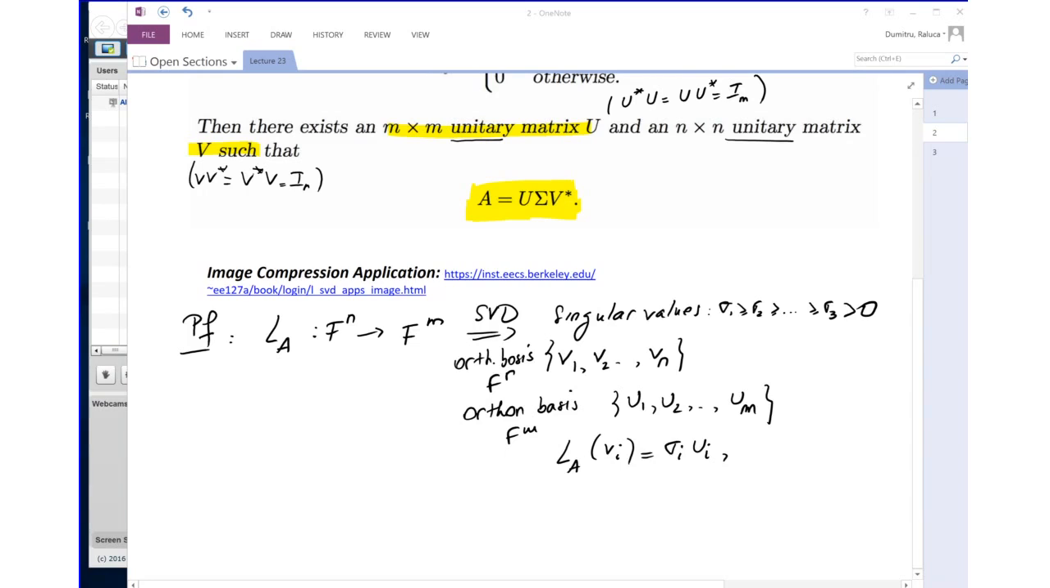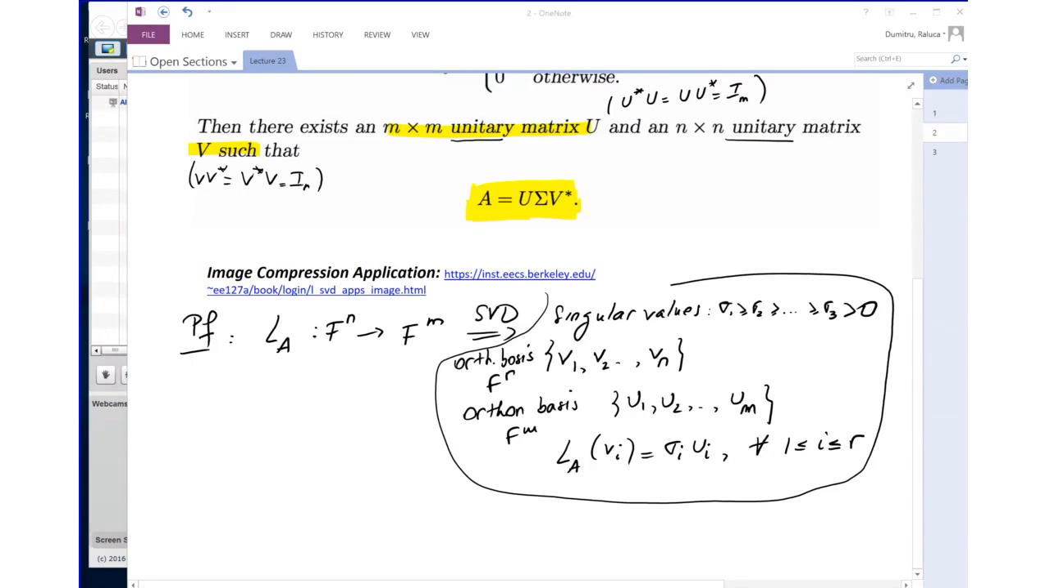That was the connection between them, but only for the first r vectors where sigmas exist. Everywhere else, there is no specific connection between them. All right, so all this structure, we already have that. It comes from the previous theorem for operators.